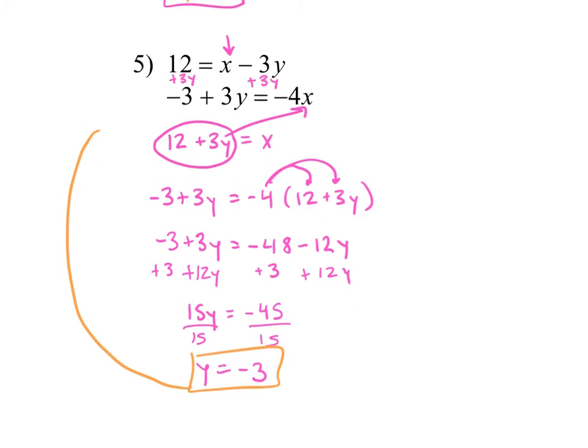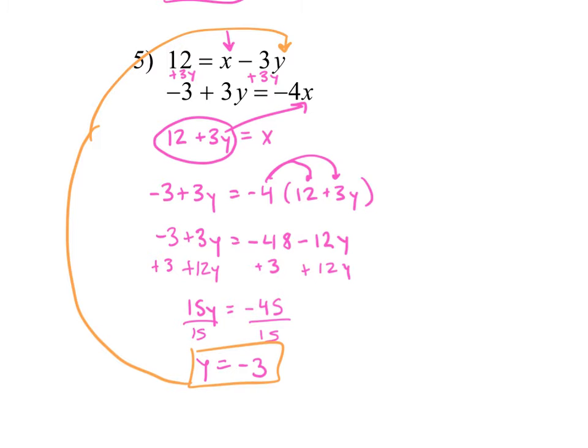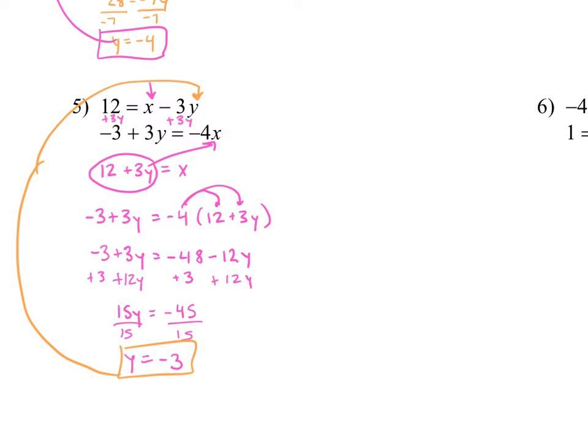Sure, let's plug it into the first. It doesn't matter as long as we're plugging it in for y. So here we have 12 is equal to x minus 3 times negative 3. What do we do first to solve for x here? Multiply. So 12 is equal to x.